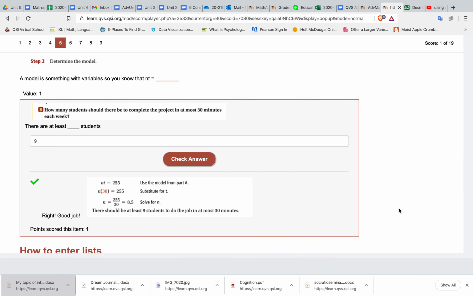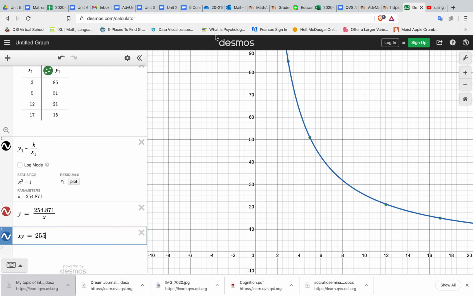All right, so anytime you want to use Desmos, you put in your data. And then you always have to think about, what kind of regression am I doing? I'm doing this kind of regression. And then it's going to give me a model. It's going to tell me the value of k, and I can work backwards to solve it.